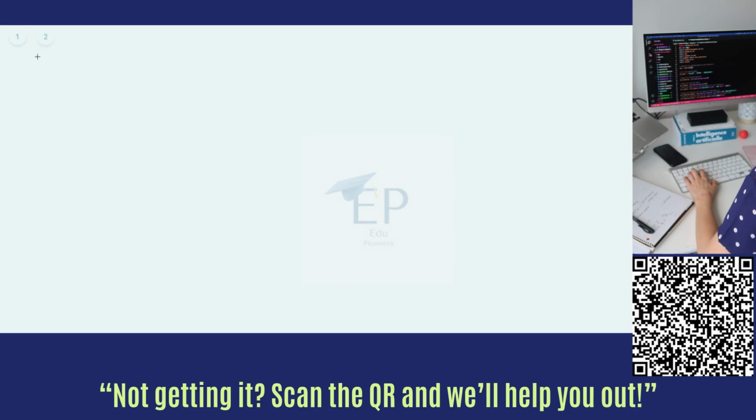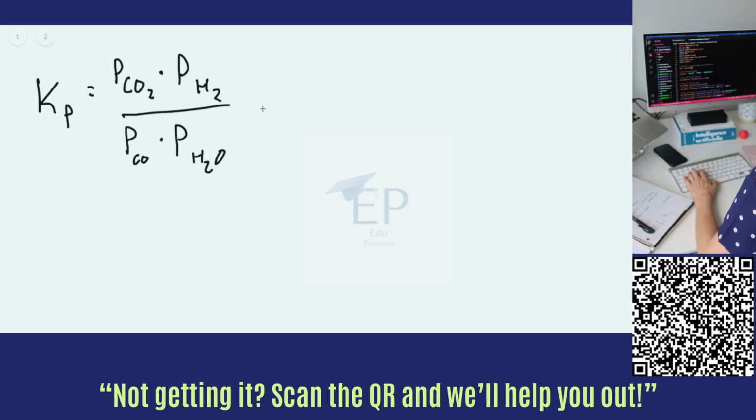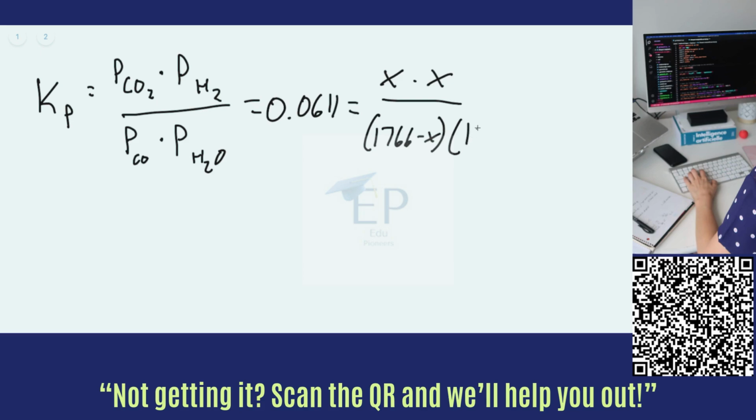So now we can set up our Kp equation. Kp is equal to the partial pressure of the product CO2 times the partial pressure of the product H2 over the partial pressure of the reactant CO times the partial pressure of the reactant H2O. And that equals 0.0611. And now we know what these values are. We have X for each of our products, and our reactants are 1766 minus X and 1344 minus X.